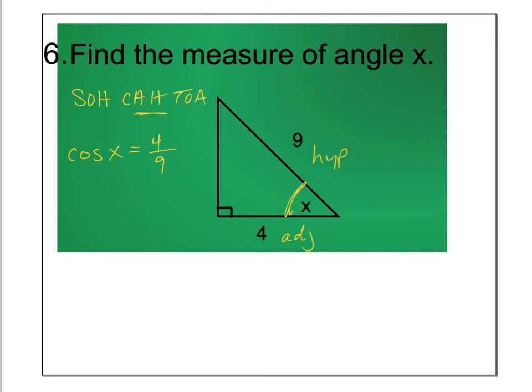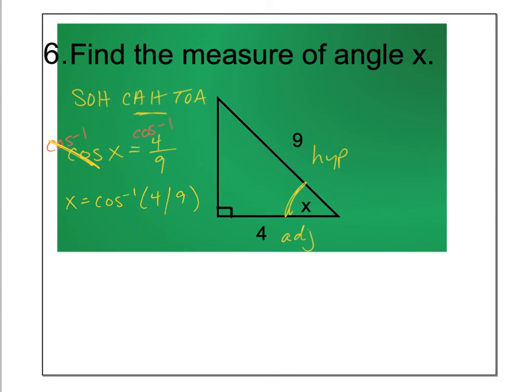Now remember, you have to get x by itself, so to get x by itself, you have to get rid of the word cosine, and to get rid of the cosine, you do inverse cosine. Cosine and inverse cosine cancel out. So you're going to have x equals inverse cosine of 4 divided by 9.